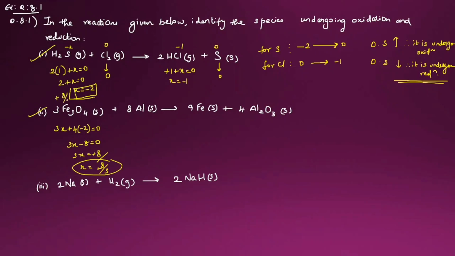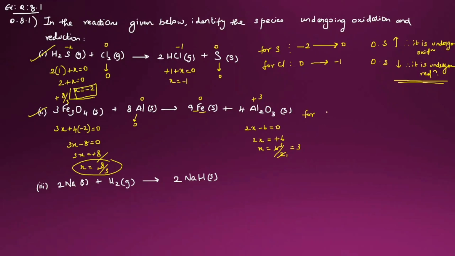So for iron here, 8 by 3 is the oxidation state. And the same way, for aluminium, since it is in free state, it is 0. And for iron also, since it is in free state, it is 0. And for Al2O3, 2x plus minus 6 is equal to 0. So 2x is equal to 6 and x is equal to 3. So oxidation state of aluminium in Al2O3 is 3.